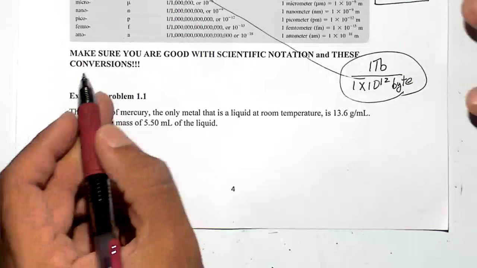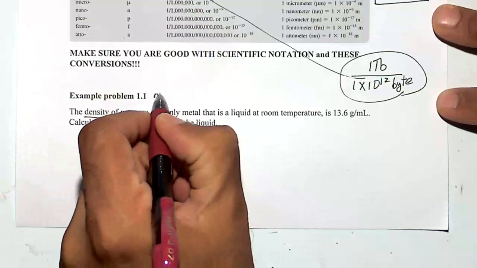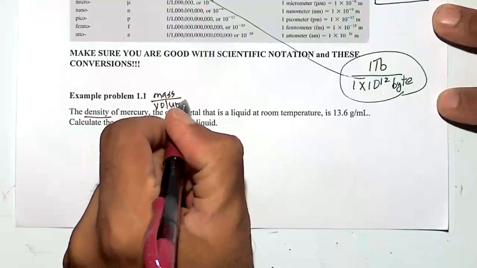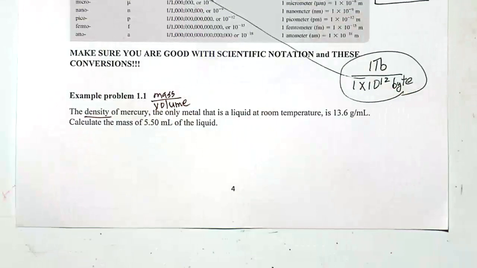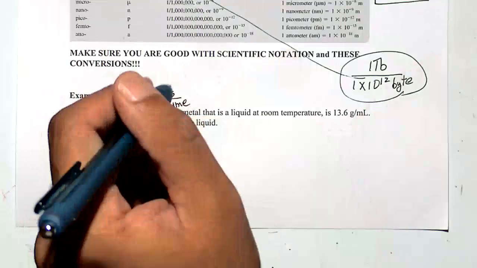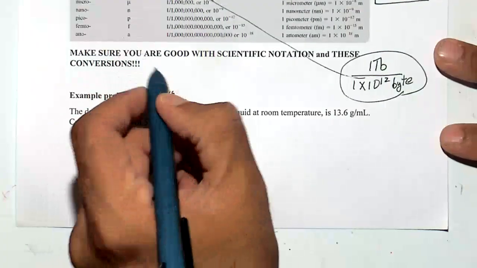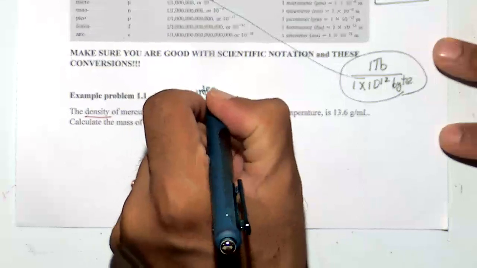All right, so density. What do we know about density? It's mass over volume. Okay, and the type of property that density is, is it intensive or extensive? Density is an intensive property.